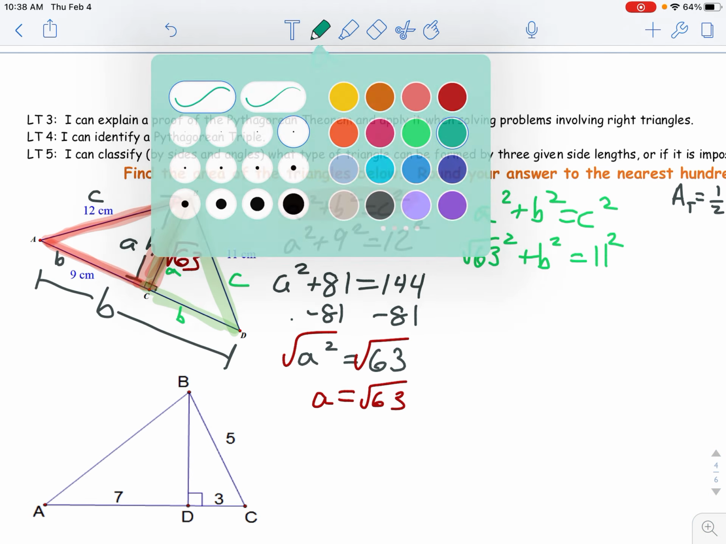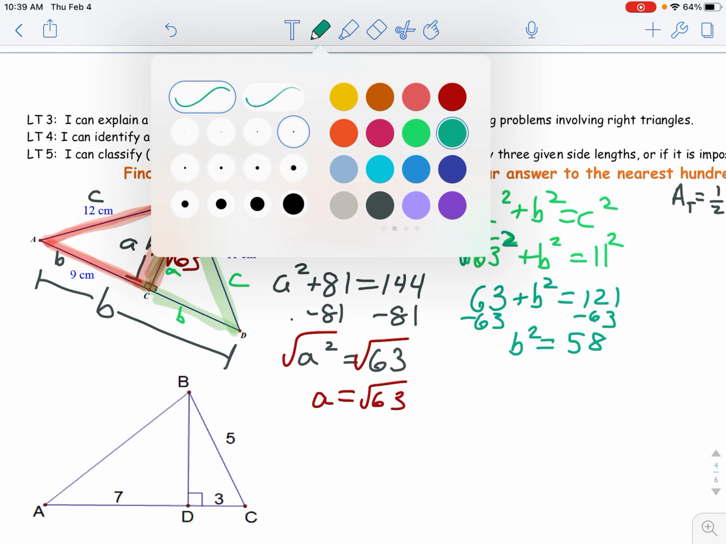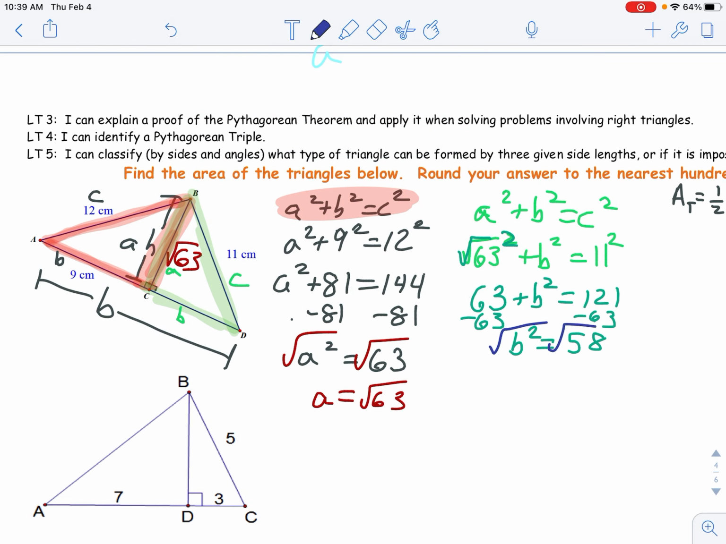All right, what's really cool is that the square root and square undo each other, so you just get 63 plus B squared equals 121. 121 minus 63 gives me B squared equals 58. Subtracted 63 from both sides. So that means, taking the square root, B equals radical 58.